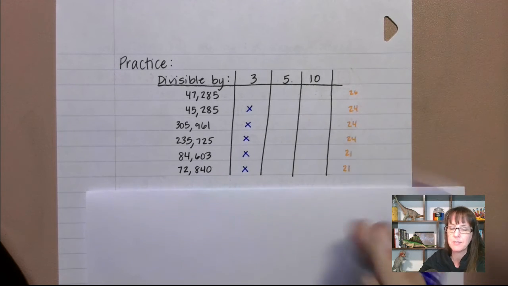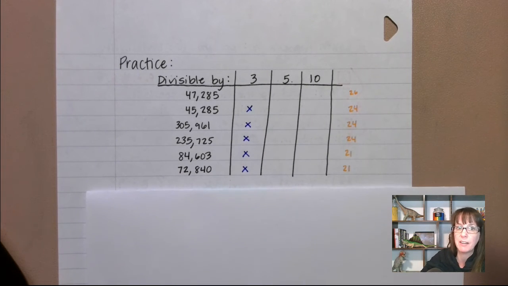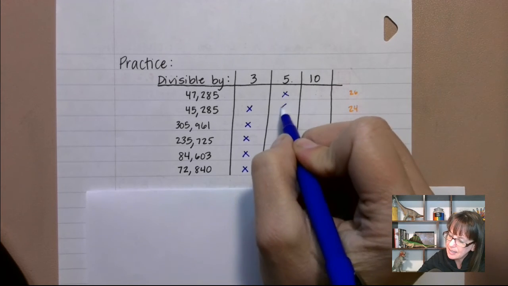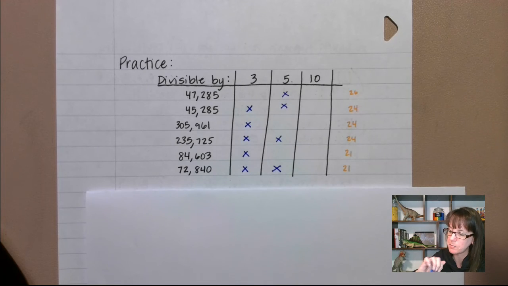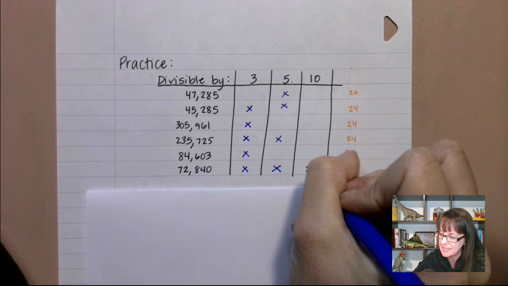Now 5, if something is divisible by 5, it ends in a 5 or a 0. So that means this guy, this guy, this guy, and this one are all going to be divisible by 5. Now for 10, the only thing that we know is that it has to end in a 0. So the only one we have here is this guy at the end.